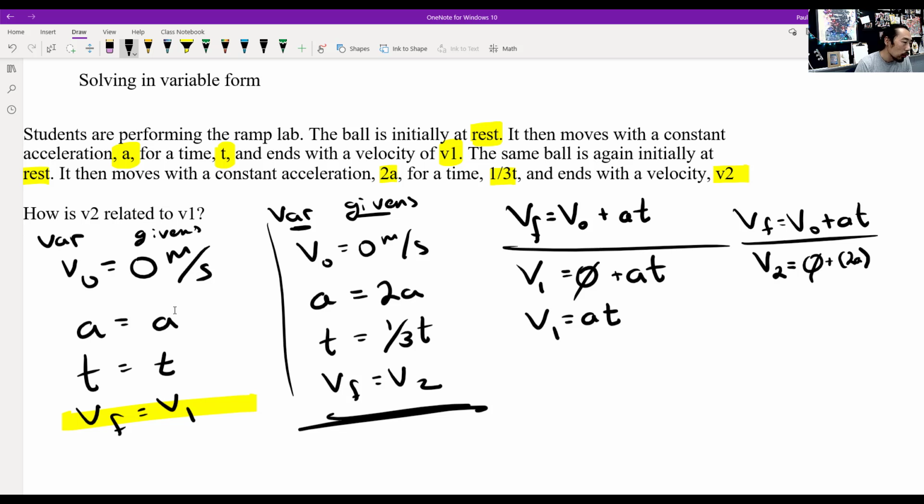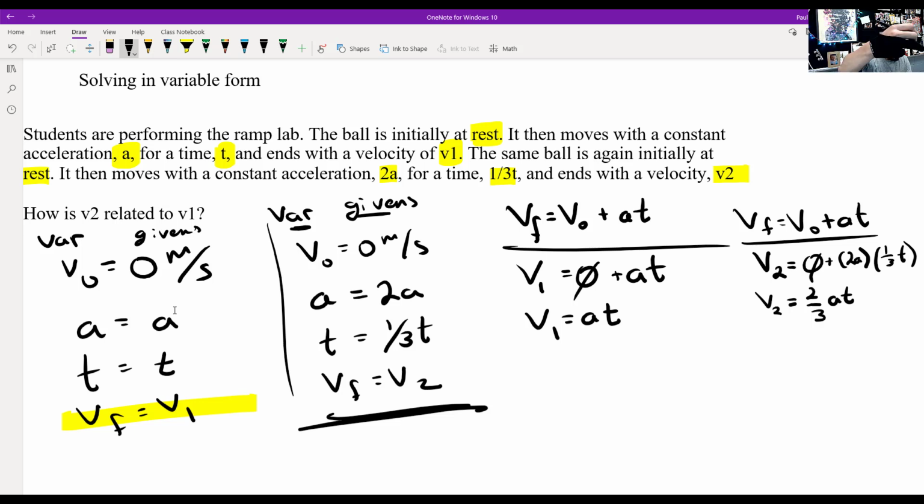It just makes our work a lot cleaner. Okay, 2a, and our time is a third of t. So if I were to clean this math up, I would get 2a times 1/3 t. So I would get 2/3 a times t. All right, so at this point we have V initial, or V1 and V2. So the question is asking, how is V2 related to V1?